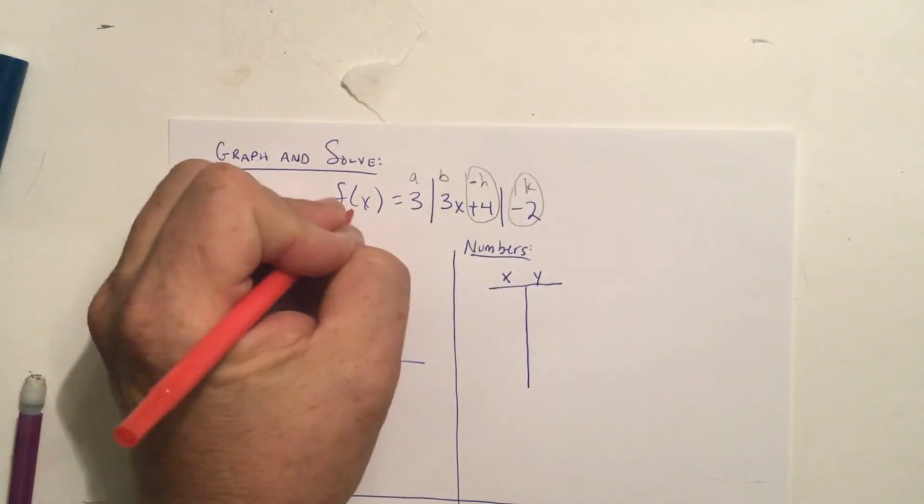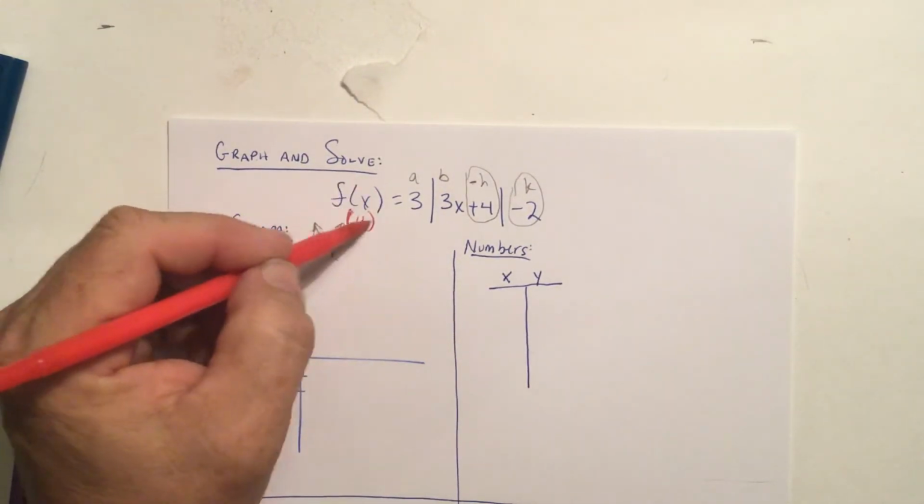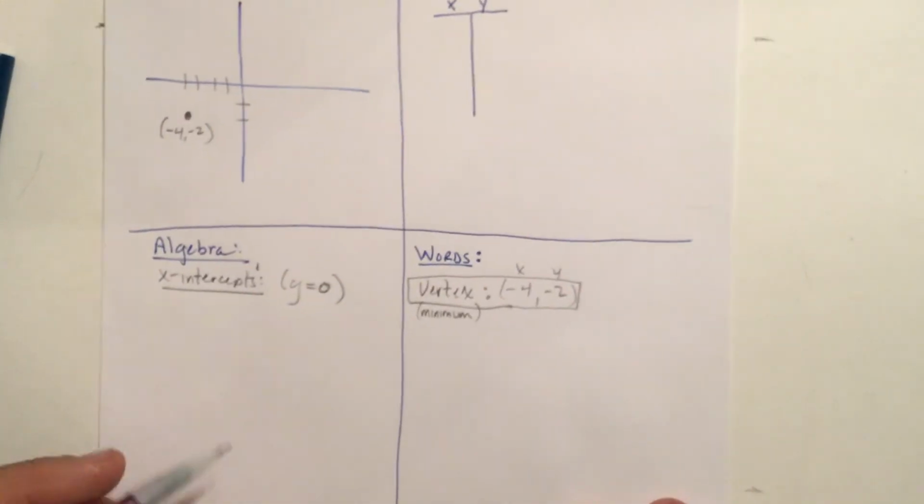this is the same as y. So I'm going to take this, make it y, and set it equal. So that's where we get the whole idea of setting it equal to y.